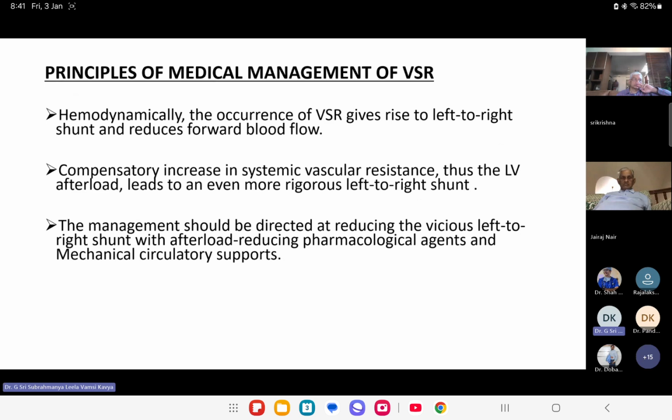Principles of medical management of VSR. Hemodynamically, the occurrence of VSR gives rise to left to right shunt and reduces forward blood flow. Compensatory increase in systemic vascular resistance, and thus the LV afterload, leads to an even more rigorous left to right shunt. The management should be directed at reducing the vicious left to right shunt with afterload reducing pharmacological agents and mechanical circulatory supports.